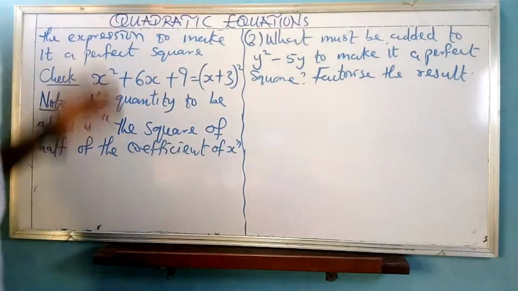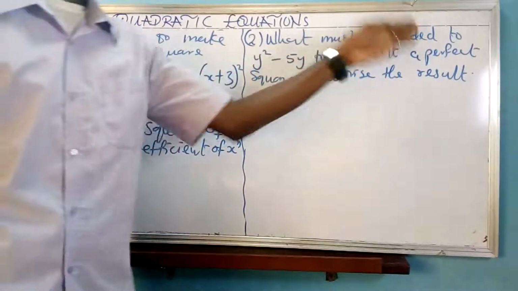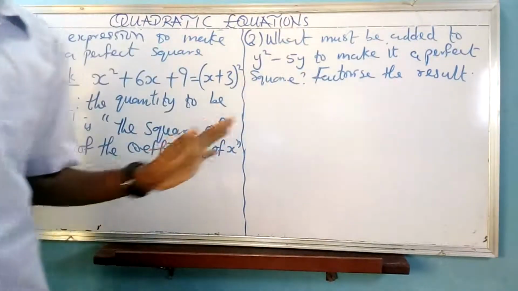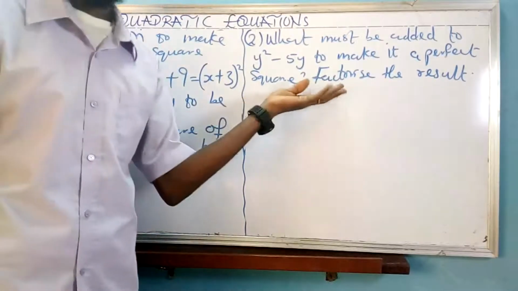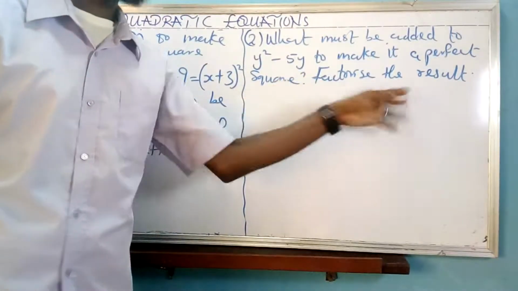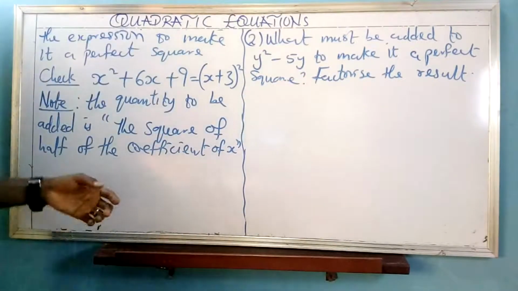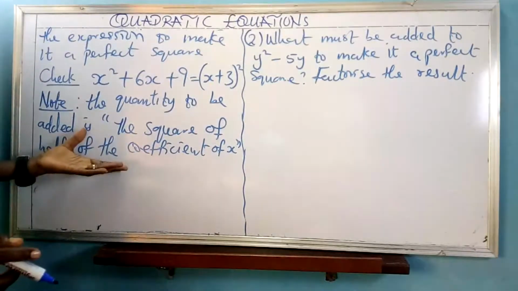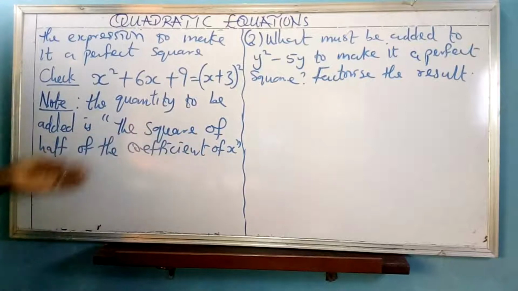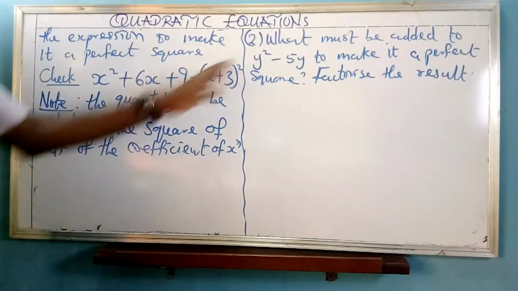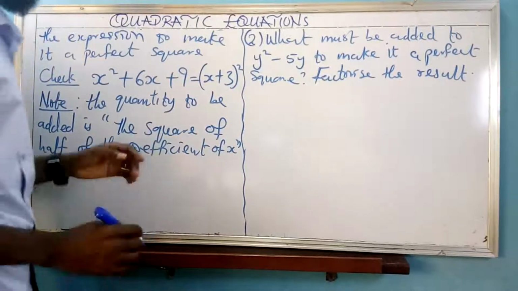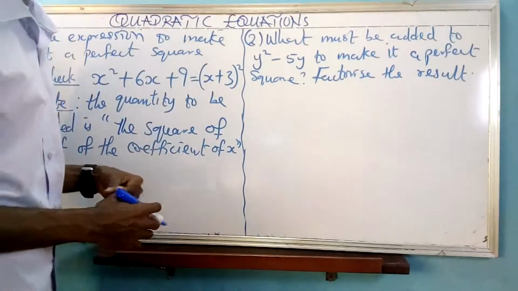Now let's continue. Look at example 2. What must be added to y squared plus 5y to make it a perfect square? That's the first thing. The question also goes further by saying factorize the results. They want us to also factorize the result. So here with this statement, the square of half of coefficient of x, we don't need to expand and stop ourselves again. We go by just a 3-step now. The first thing is, what's the coefficient of y here?